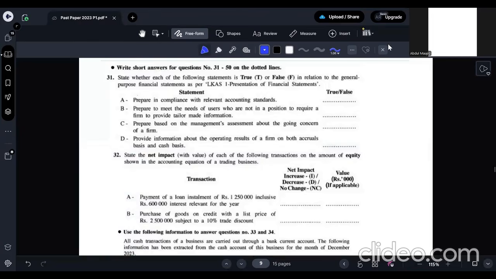So then, starting off with question number 31. State whether each of the following statements is true or false in relation to the general purpose financial statements as per LKAS 1. Prepared in compliance with relevant accounting standards. Yes. Now here they are talking about general purpose financial statements, right? So financial accounting is prepared based on accounting standards.